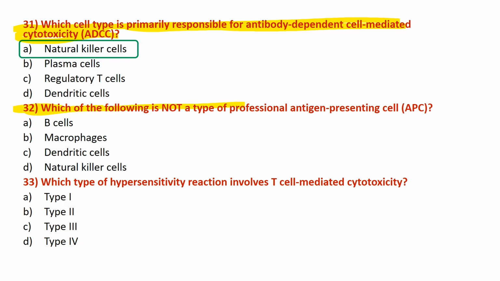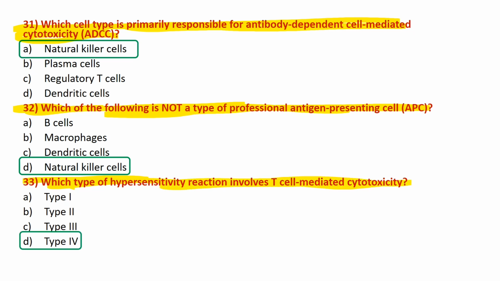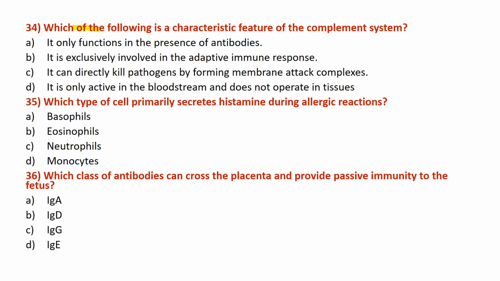Next question is, which of the following is not a type of professional antigen presenting cell, APC? And the right answer is NK cells are not professional antigen presenting cells. Rest of all, B cell, macrophage, dendritic cells are professional antigen presenting cells. Which type of hypersensitivity reaction involves T cell mediated cytotoxicity? And the right answer is type 4 hypersensitivity, in which T cells are involved, T cell mediated cytotoxicity.